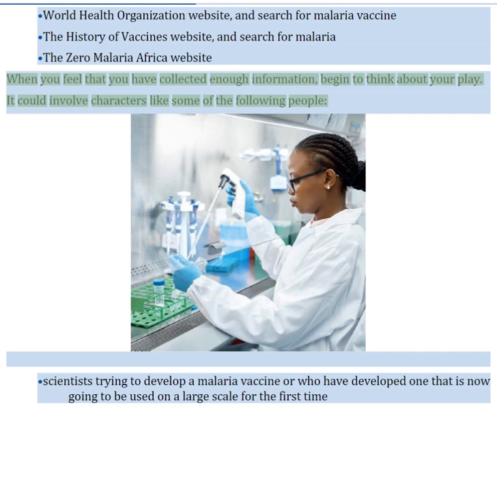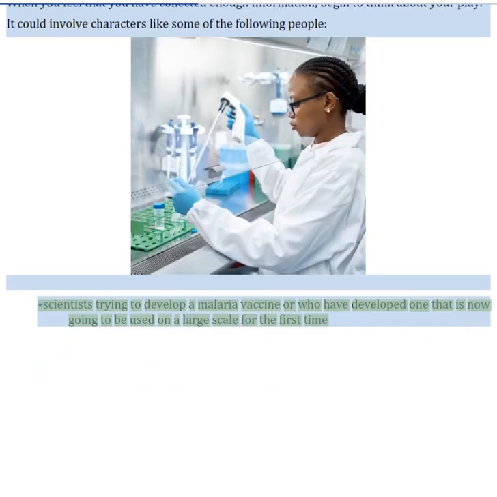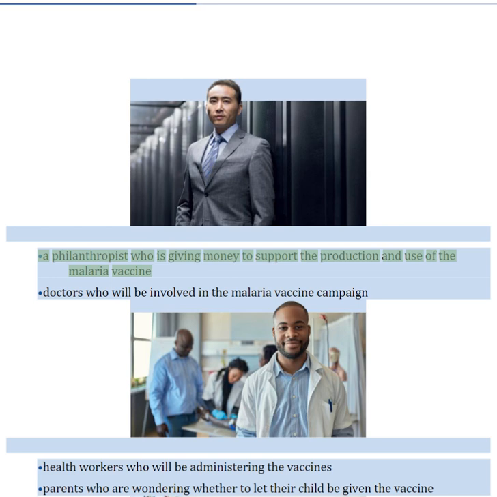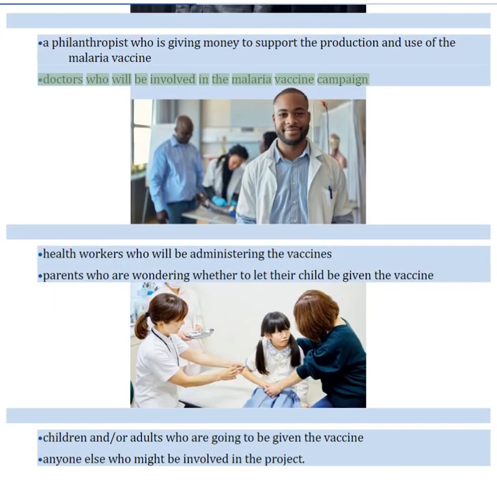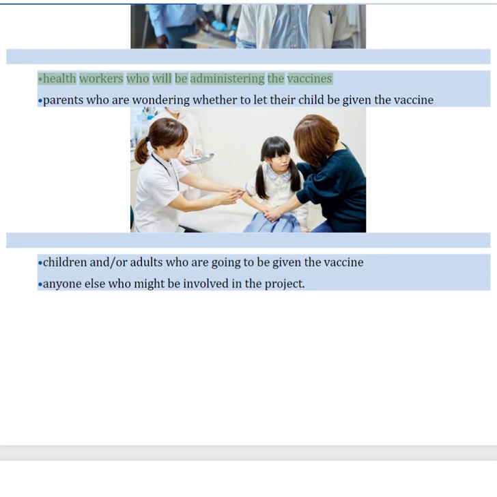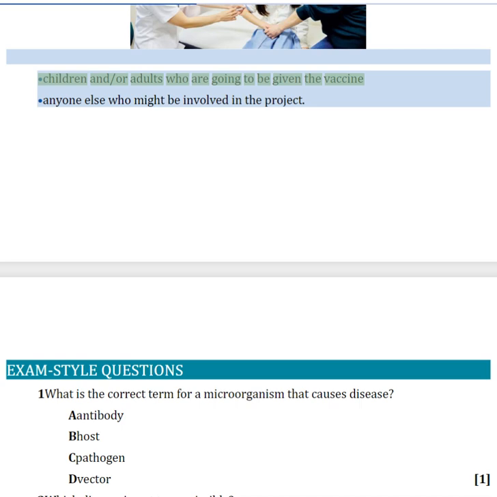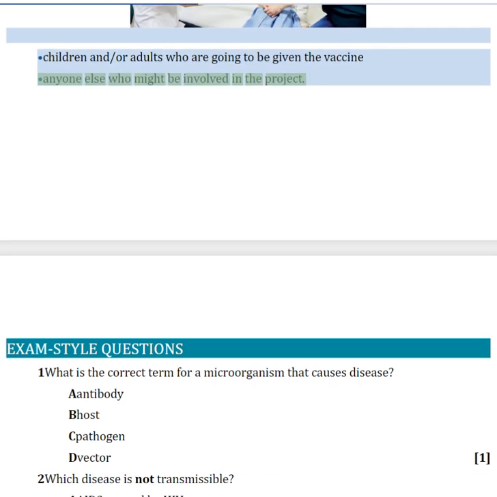It could involve characters like some of the following people: scientists trying to develop a malaria vaccine, or who have developed one that is now going to be used on a large scale for the first time. A philanthropist who is giving money to support the production and use of the malaria vaccine. Doctors who will be involved in the malaria vaccine campaign. Health workers who will be administering the vaccines. Parents who are wondering whether to let their child be given the vaccine. Children and/or adults who are going to be given the vaccine. Anyone else who might be involved in the project.